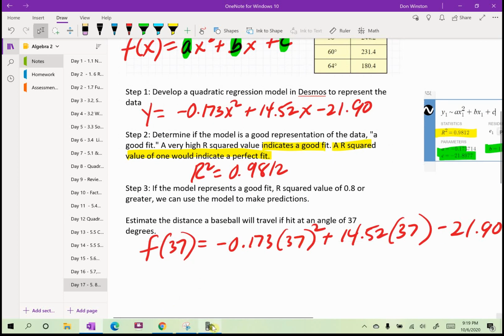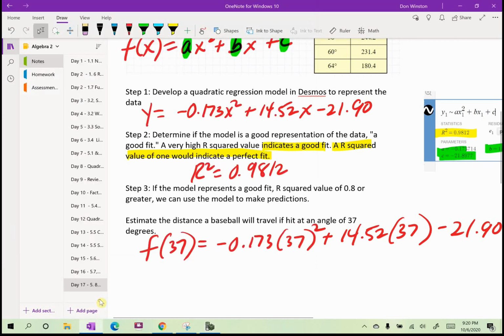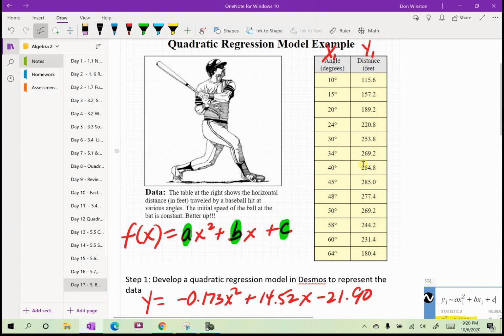Negative. Boy, that just seems way too high. I must have done something wrong. Oh, I did. Okay, that was negative 0.173. I was going to say 491 feet. Okay. Boy, you really hit it out of the ballpark if you do that. Greatest baseball player ever lived.